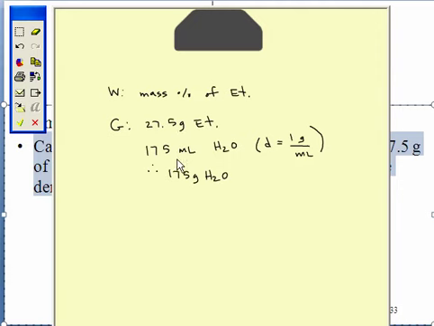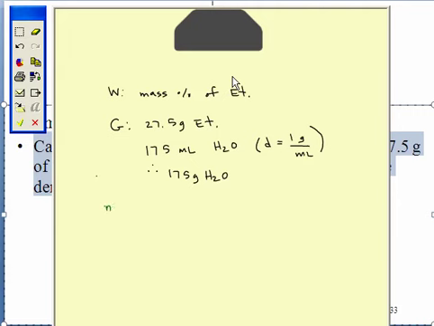Now for mass percentage, I need a mass of water, but I'm given a volume instead. How do I get to mass from volume? We use density. But water has an easy density, 1 gram per 1 milliliter. That means every milliliter weighs 1 gram. So if I have 175 milliliters, I have 175 grams.